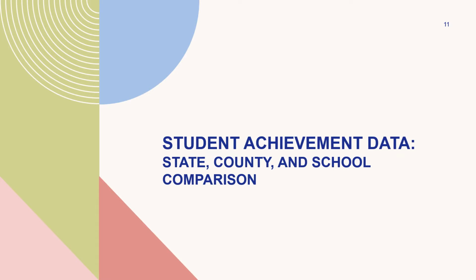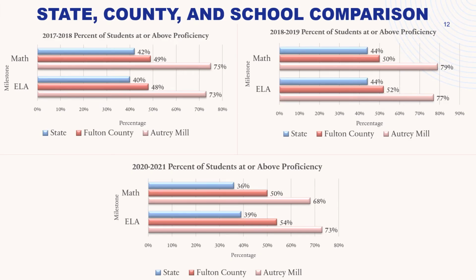Now that we have an overview of the students at our school and the teachers at our school, we're going to look at student achievement data and how it compares to the state and the county. So here is a comparison of how we've done in the subjects math and ELA. Autry Mill is the light colored bar, Fulton County is the darker, and the state is blue. You can tell that Autry Mill has consistently done better on Milestones than the state and the county for the past few years. You can see overall, though, that Autry Mill's and the state's scores have dipped in the 2020-2021 school year. This is more than likely due to the COVID pandemic.